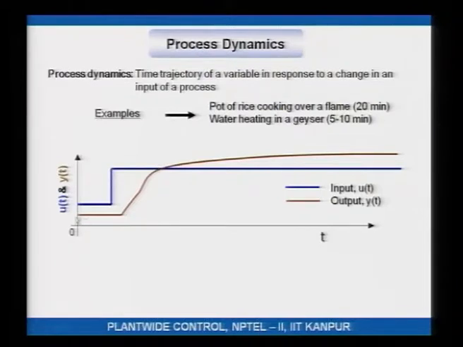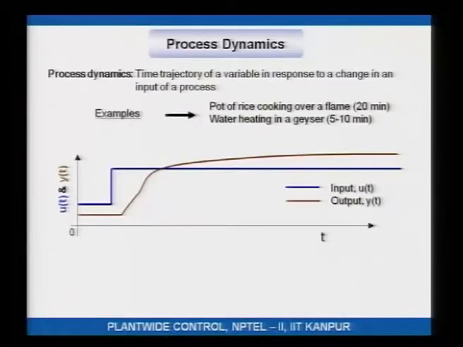And let us say the brown variable, which is the output variable, is the temperature of the water in the geyser. It is at ambient temperature, and as the geyser is switched on, nothing happens to the temperature for a little bit, and then it starts to rise and it keeps on rising. It may keep on rising or it may settle down to a final steady state value. So, this is an example of the dynamics of the output variable, which is the geyser water temperature, in response to the input, which is the power input to the geyser.